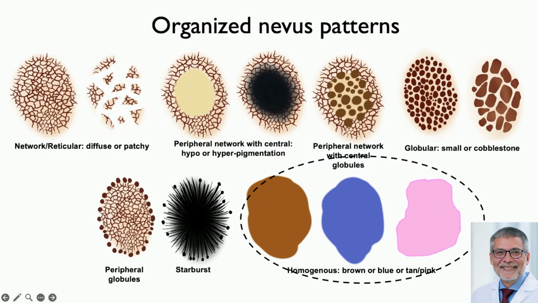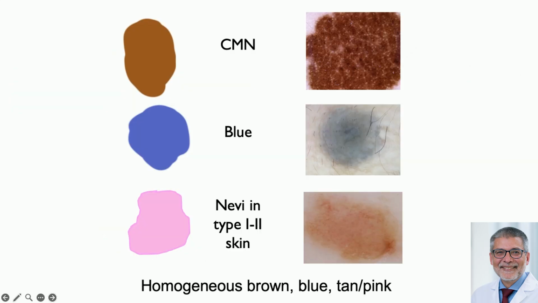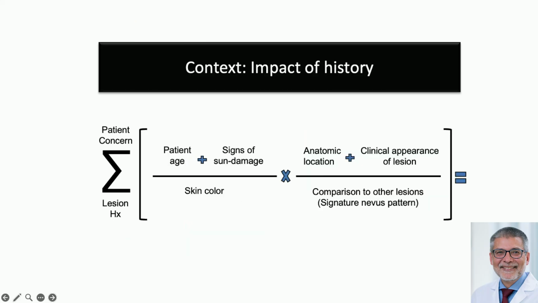And then the last patterns that we have are the homogeneous. And there are three types of homogeneous patterns. You have the homogeneous brown, homogeneous blue, and homogeneous tan to pink. So three patterns. So here they are, so what they look like. Now let's talk about what are the caveats we need to know. So homogeneous brown occurs in small congenital nevi. Okay, that's where you see them.